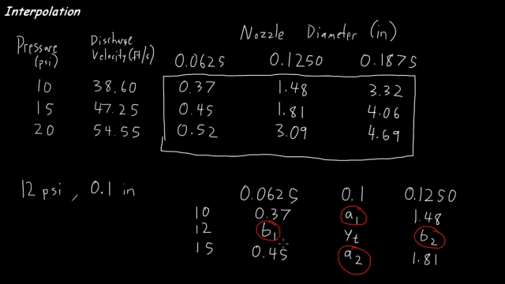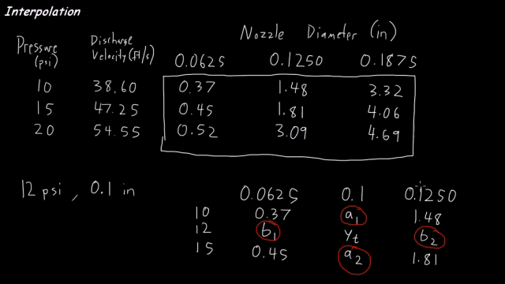You can see that if I just look over here at B1 for a moment, I've got 10, 12, 15, 0.37, B1, and 0.45. If you were paying attention, you should notice that that looks like a single interpolation problem right there. So I could do interpolation on these 5 numbers to figure out what B1 should be. Same thing for B2. I could do 10, 12, 15, 1.48, 1.81, do an interpolation on those numbers to figure out B2. Once I have B1 and B2, I can interpolate between those and the top numbers here, 0.0625, 0.1, and 0.125. That's one way to do it.